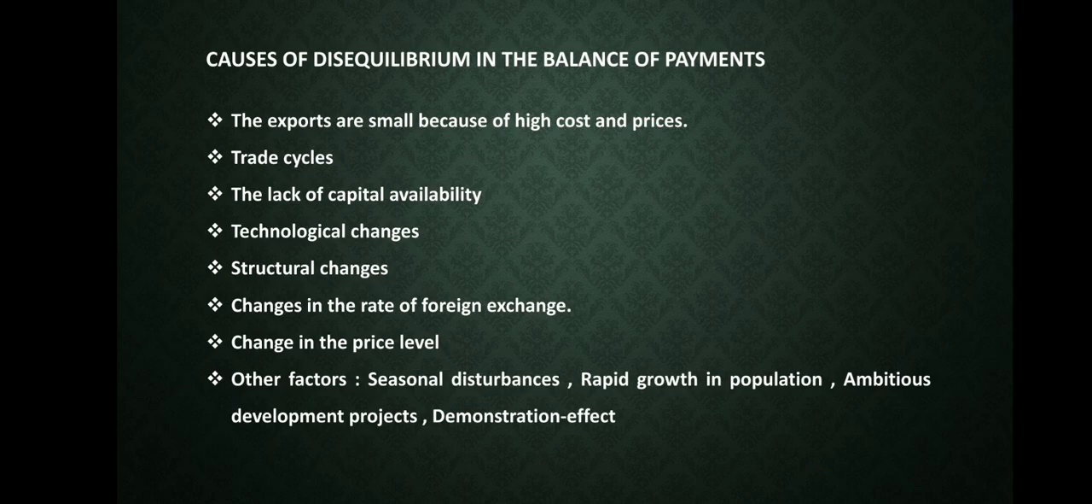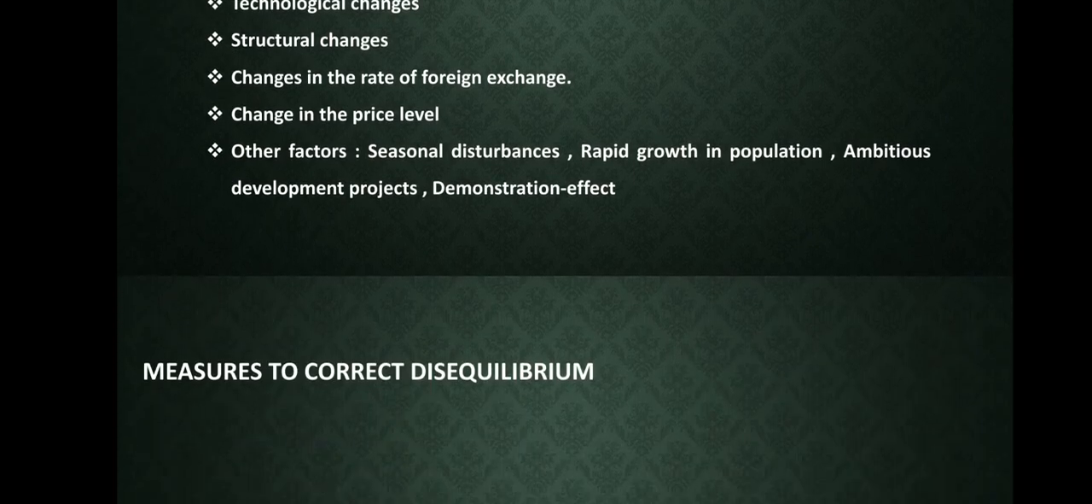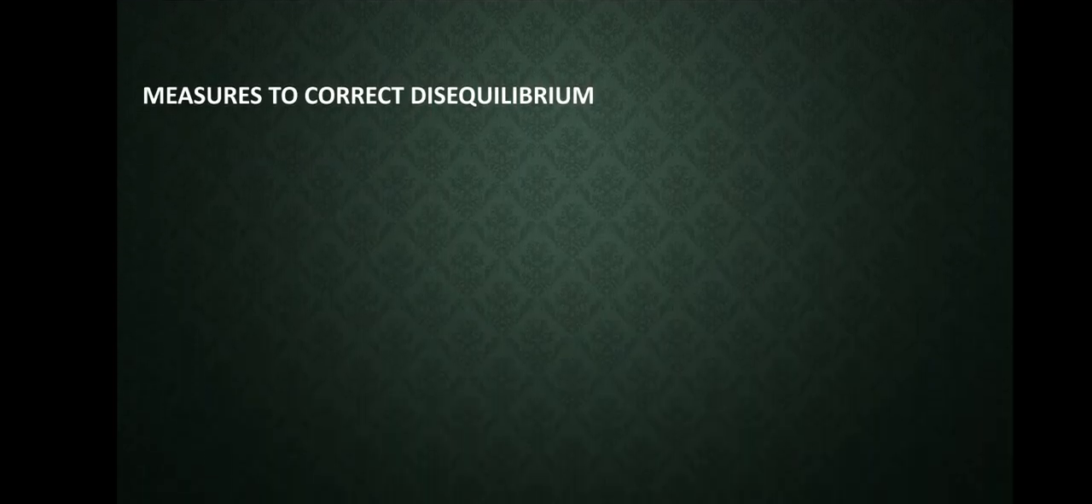So far, different types of causes such as price and cost, quantity of trade, national income, structural change, trade cycles, and rate of exchange are discussed. Now, measures to correct disequilibrium can be discussed. There are four important methods of correcting the disequilibrium in the balance of payment.